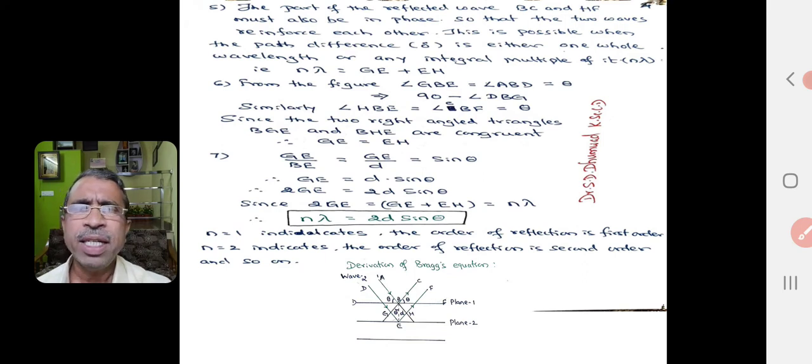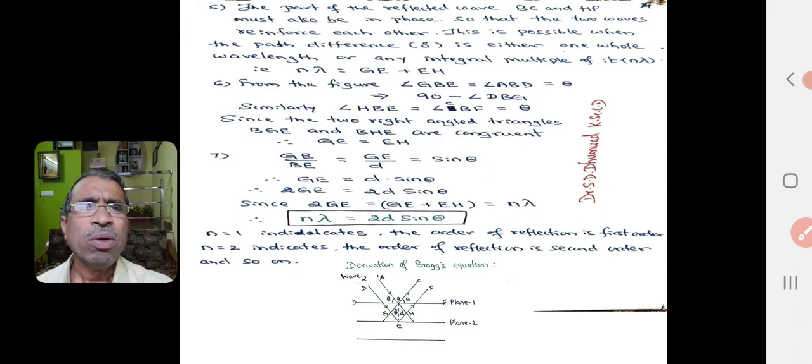Next, we can write GE upon BE. What is BE? BE is nothing but the distance between the two planes. That distance between the two planes is given as d. So therefore we can write GE upon d, and this is equal to sine theta. Therefore GE is equal to d sine theta.